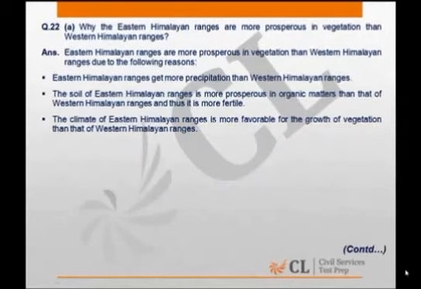Friends, when we come to question number 22, all questions are from geography, majorly based on facts, figures or information. Wherever it is needed, we will do an analysis. Question 22. Why are the eastern Himalayan ranges more prosperous in vegetation than the western Himalayan ranges? Definitely a single line solution. Variation in rainfall and precipitation and the amount of sun rays.